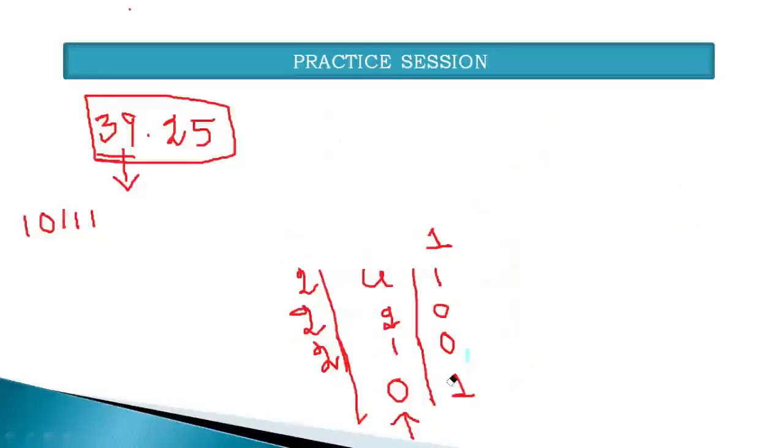So this is how we have converted 39. And now we are going to convert 0.25 quickly. To convert the fractional part, we know that we have to multiply the number by 2. Multiplying the number by 2, we get 0.50.